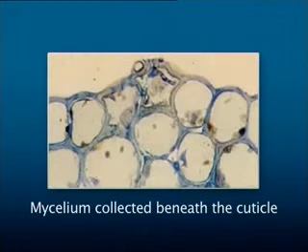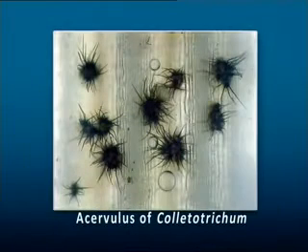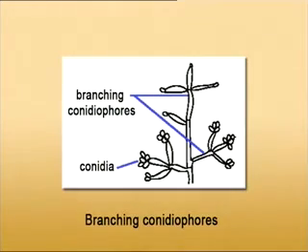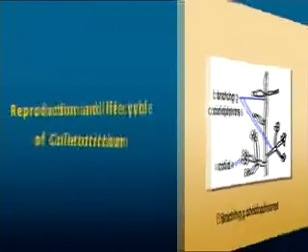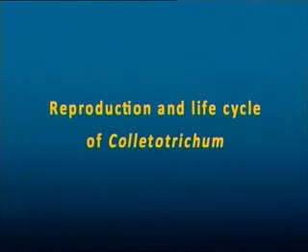The thick-walled hyphae finally collect beneath the cuticle and become compacted to form a black structure called stroma. From the surface of the stroma, clusters of black velvety bodies called acervuli are formed. Each acervulus consists of a stromatic layer from the surface of which arise hyaline and unseptate conidiophores. Now, reproduction and life cycle of Colletotrichum.